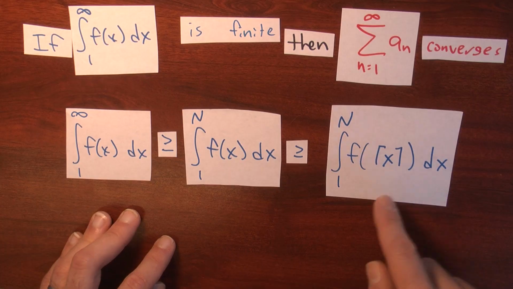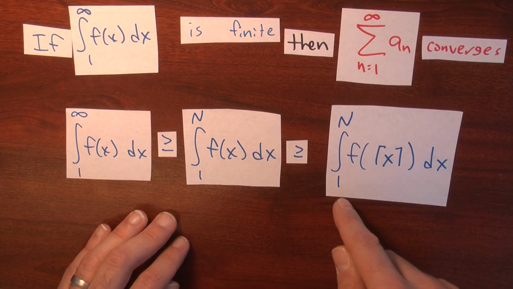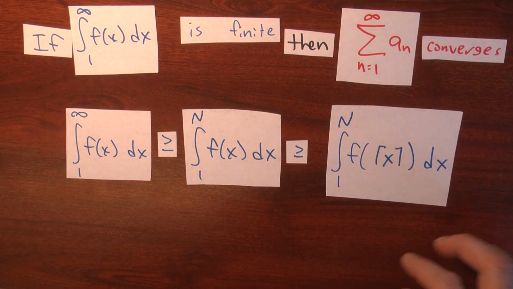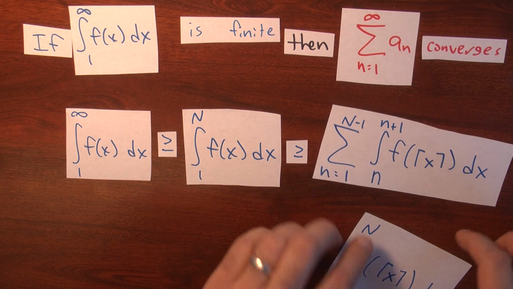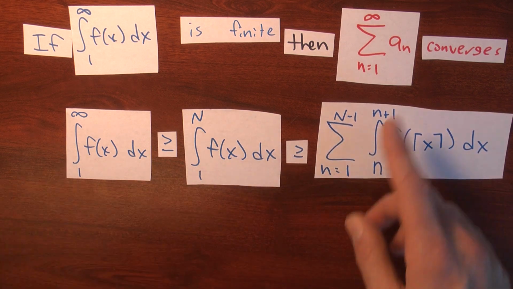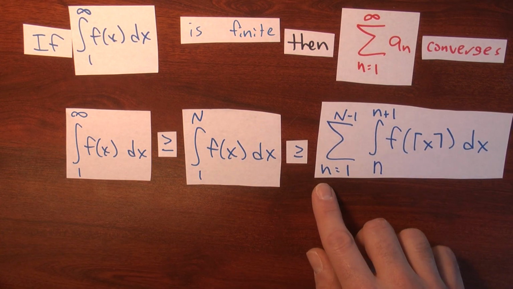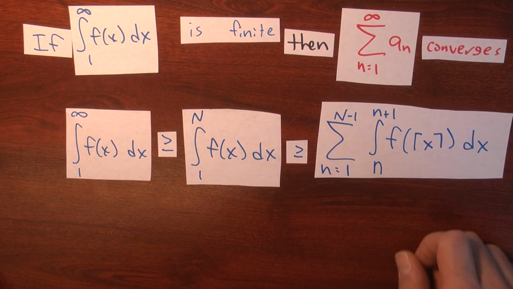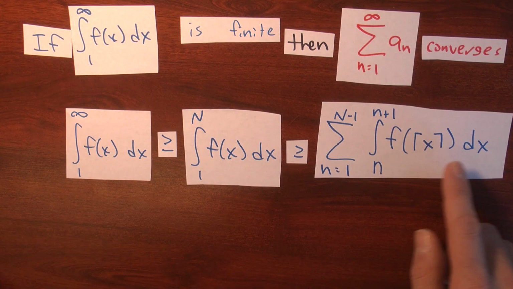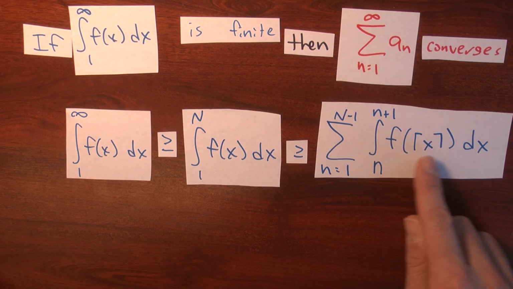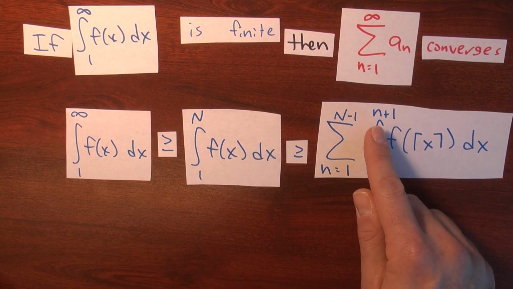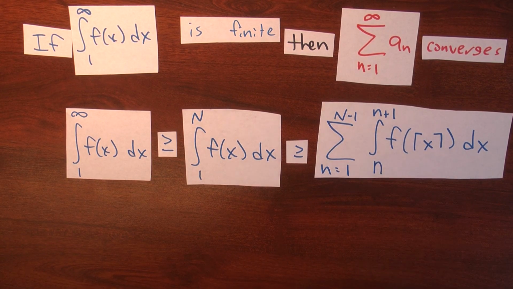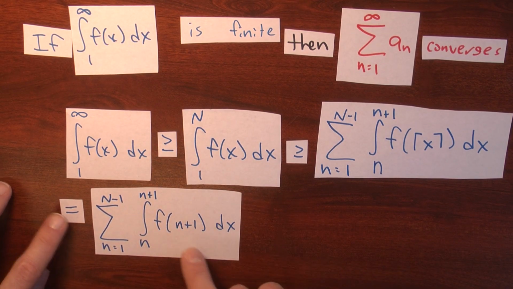Now I can split this integral up. Instead of integrating from 1 to big N all in one fell swoop, I can instead integrate like this. I can integrate from little n to little n plus 1 and add up all those integrals as n goes from 1 to big N minus 1. But on each of these intervals, I know exactly what the ceiling of x is. If x is between little n and little n plus 1, then the ceiling of x is just n plus 1.